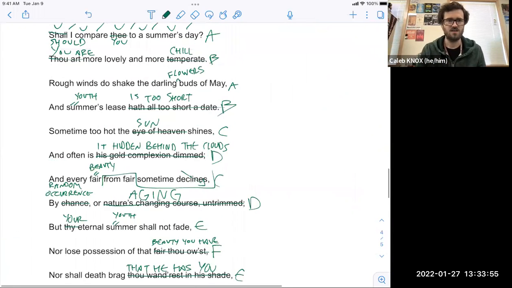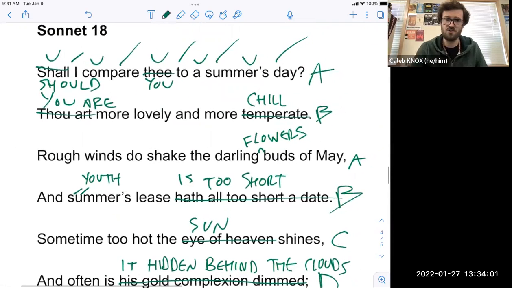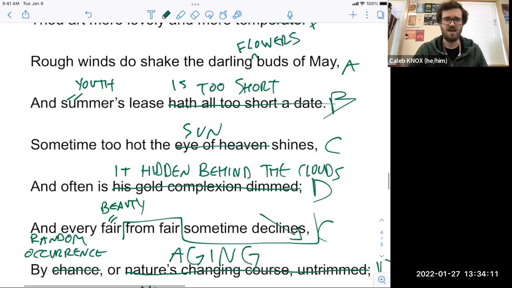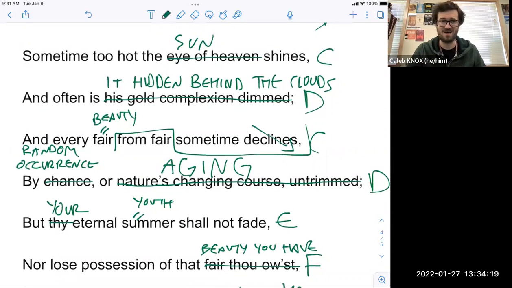Okay. Let's take it from the top. All right. Sonnet 18. Should I compare you to a summer's day? You are more lovely and more even-keeled, more temperate. Rough winds do shake the darling flower buds of May, and youth or summer's lease is too short. Sometimes the sun is too hot, and often is it hidden behind the clouds, and everything beautiful at some point declines from its beauty by random occurrence, stuff happens by chance, or through the normal process of aging.